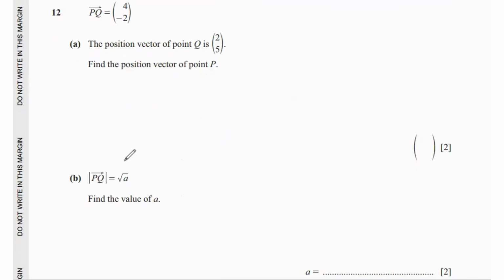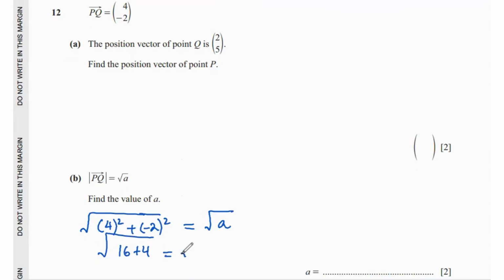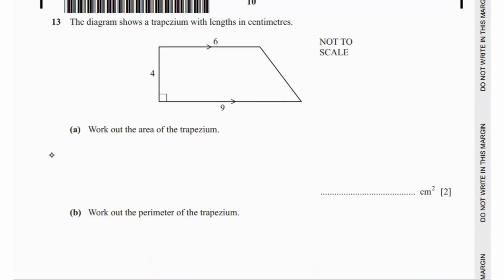Then it says the magnitude of PQ equals the square root of A. So for magnitude, what we do is we take the square root of the sum of the squares of the x and y values, basically like Pythagoras. So that's 16 plus 4, 20. So A is 20. That's your answer.